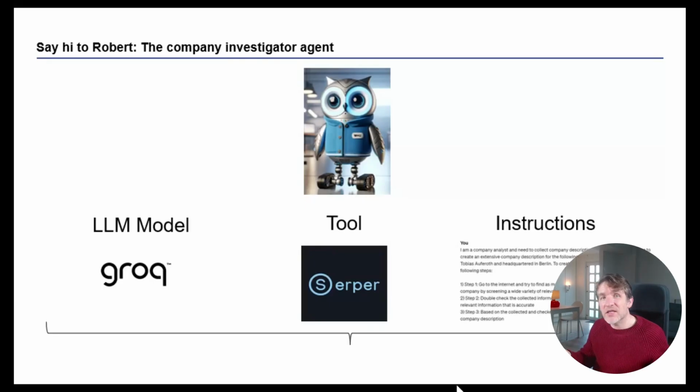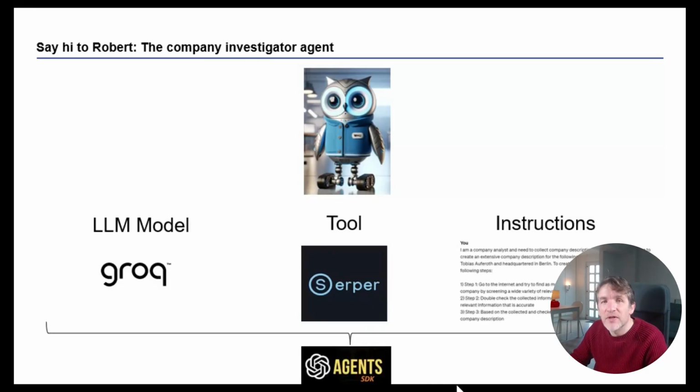So these are the three things we need, and we have to bundle them in our code in one way or another. In this case, I use the Agents SDK of OpenAI. This is the way we will bring the model, the tool, and the instructions together in one agent that can then start executing tasks for us. So this is a brief overview of the technical things we need. Now I will show you how we can start building Robert in code.